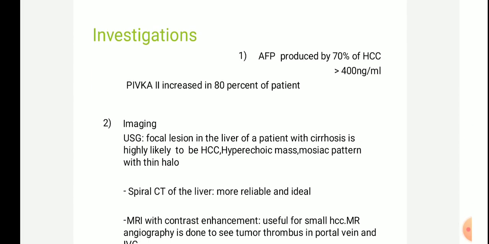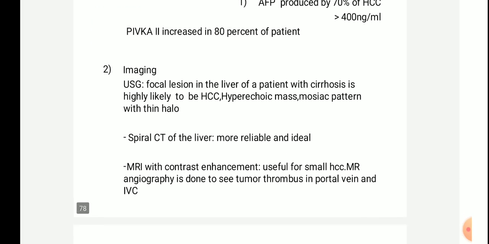So the investigations here. Alpha fetoprotein, the classical tumor marker in HCC, is greater than 400 nanogram per ml. An important viva question that you should be aware of, and a highlighting word when you write an answer on hepatoma: AFP, alpha fetoproteins. Imaging, USG findings: there is a hyperechoic mass, mosaic patterns.